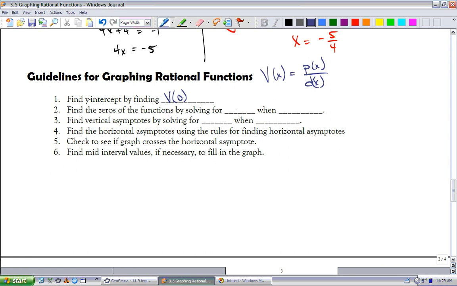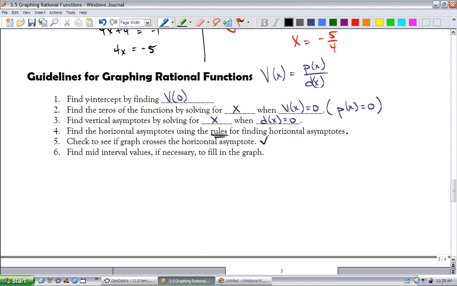To find the zeros, we'll need to solve for x when v of x equals 0. So you set the function equal to 0 and solve, which, by the way, will result in just setting p of x equal to 0, setting the numerator equal to 0. To find the vertical asymptotes, we'll solve for x when the denominator equals 0. To find the horizontal asymptotes, we'll use our rules, okay?